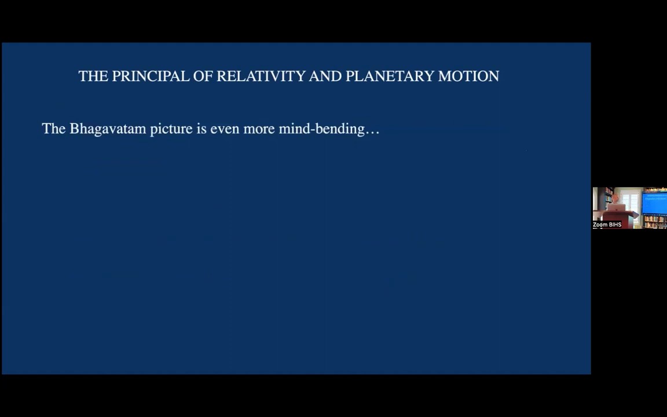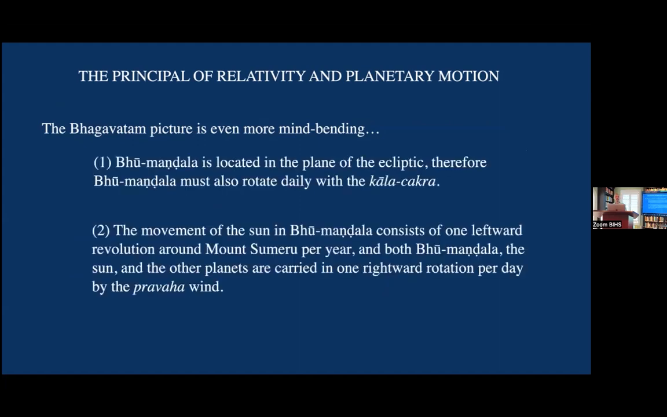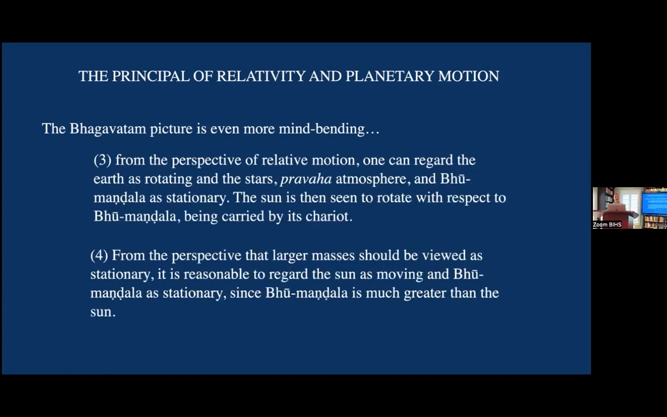So how does the Bhagavatam picture look? Well, it's mind-bending to say the least. So one, we have Bhumandala, which is located in the plane of the ecliptic, and therefore Bhumandala must also rotate daily with the Kala Chakra. Second point, the movement of the sun in Bhumandala consists of one leftward revolution around Mount Sumeru per year, and both Bhumandala, the sun, and the other planets are carried in one rightward rotation per day by the Pravaha wind. Okay, got this so far.